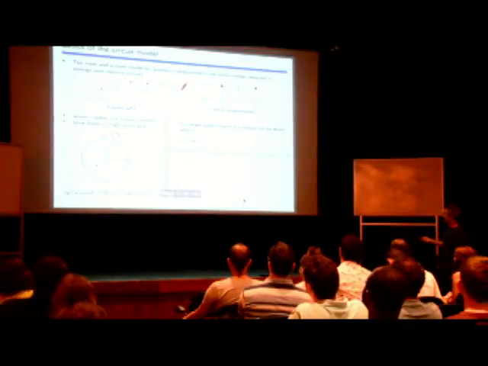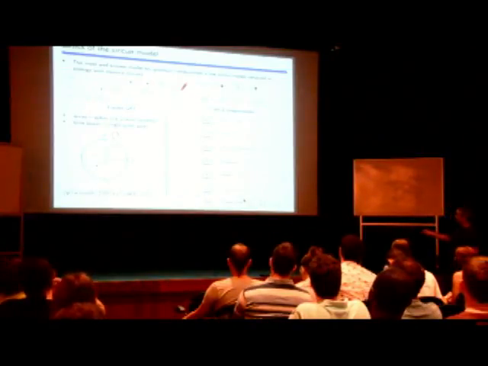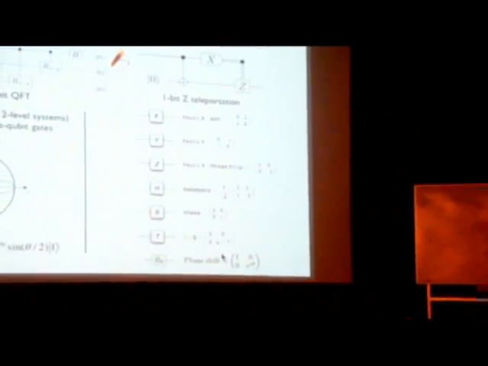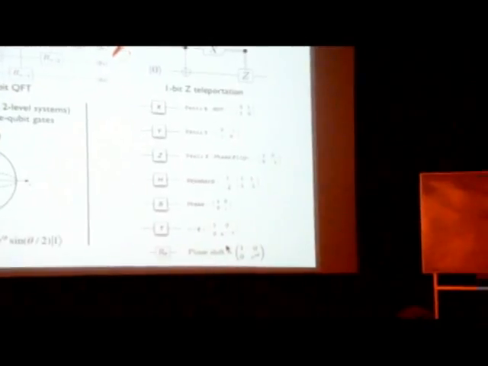So if you go back, all of these are rotations. The X rotation is a rotation around the X axis, and likewise for Y and Z. And they are rotations by pi around each of these three axes in the Bloch sphere.